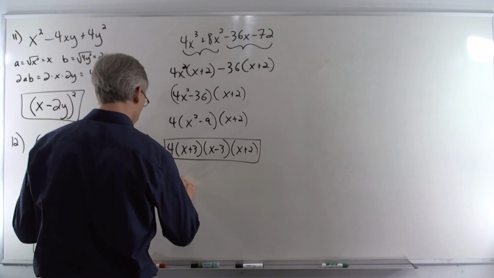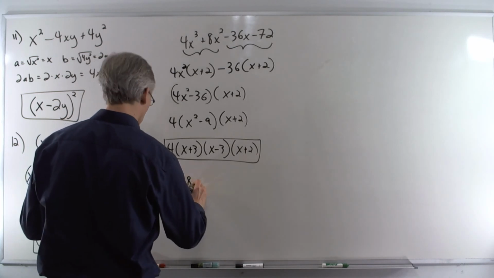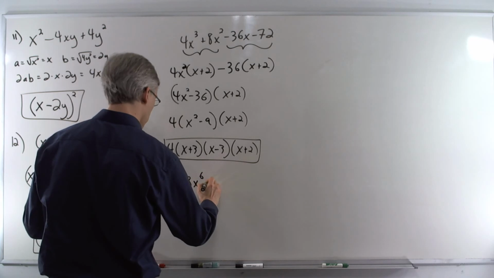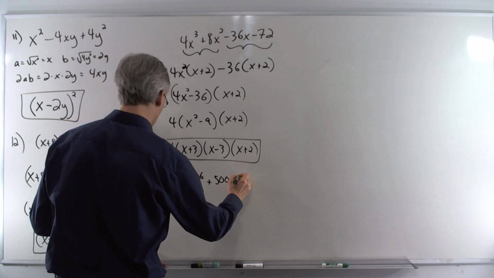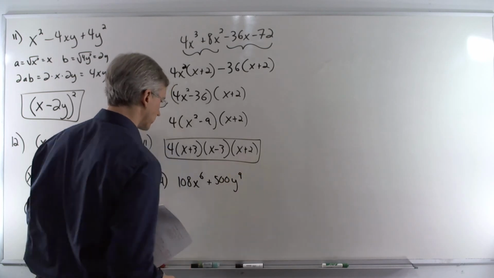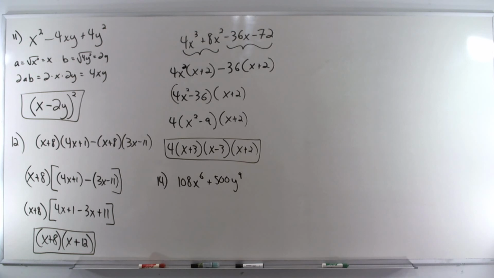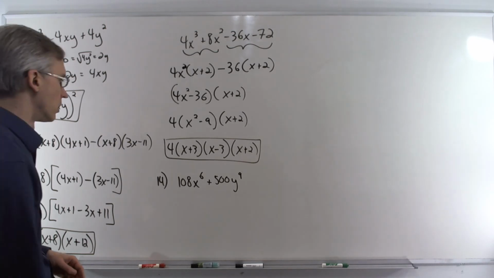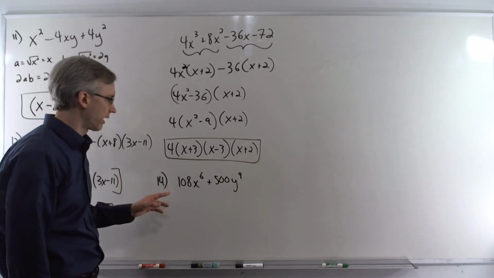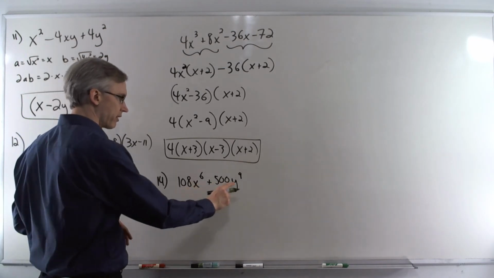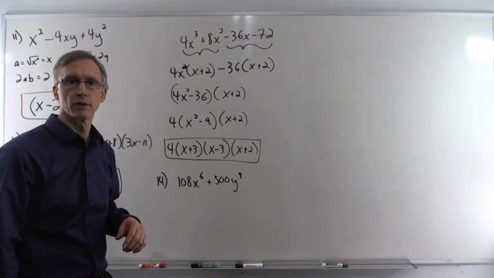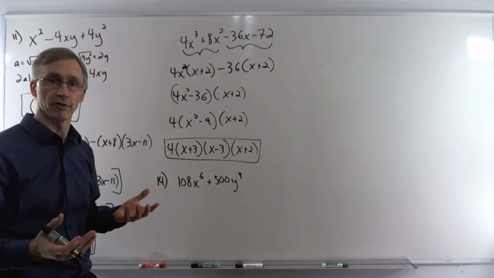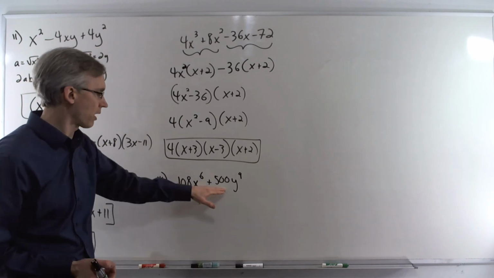Number 14. So this one, it looks like we have sum of cubes if you look at the variables. But the numbers aren't perfect cubes. So that tells us we should factor something out first. And once we do that, we'll probably get perfect cubes here.